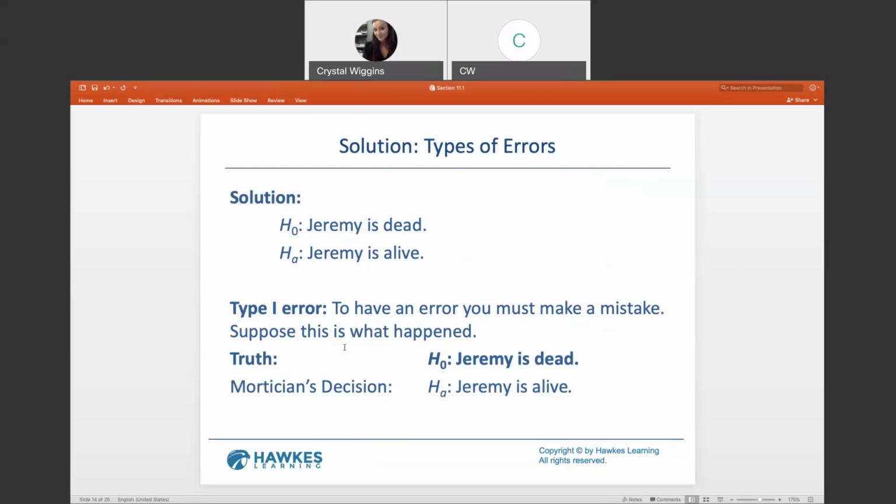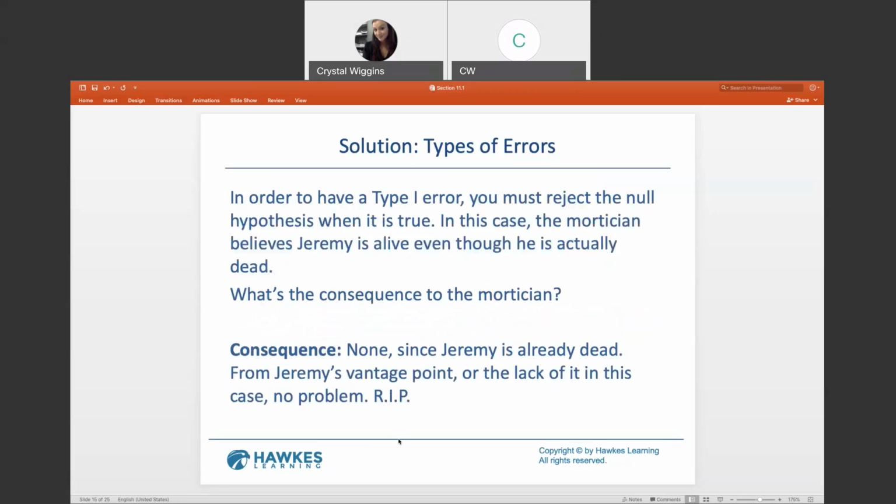So a type 1 error, to have an error, you must make a mistake. So let's suppose the truth is that Jeremy is dead. Okay, so the null hypothesis, we failed to reject the null hypothesis. Jeremy is dead. He goes to the mortician, and we have a true null hypothesis, but the error is that we accidentally rejected it. We didn't know it was true. So we reject the null hypothesis, and that leaves us with the mortician to decide that Jeremy is alive. In order to have a type 1 error, you must reject this hypothesis. We just did that. In this case, the mortician believes Jeremy is alive, even though he's actually dead.